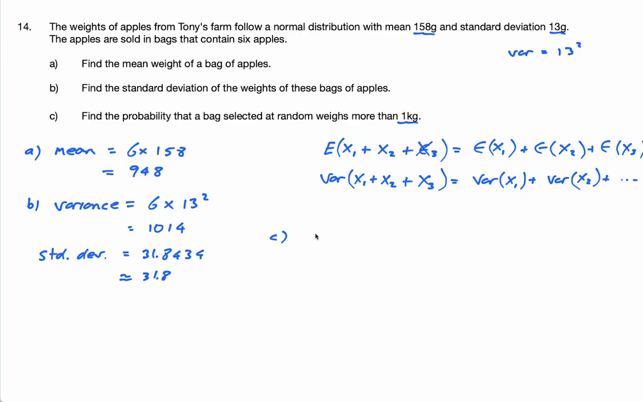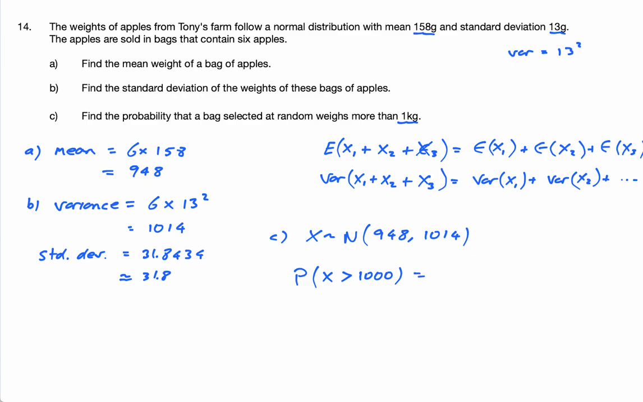So I'm going to say x is now this new normal distribution with a mean of 948 and a variance of 1014. Remember here, guys, you put the variance, not the standard deviation. And we want to find the probability that x is more than 1,000 because it's kilograms.